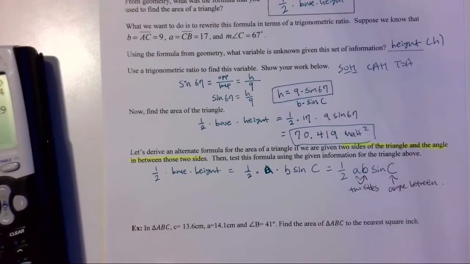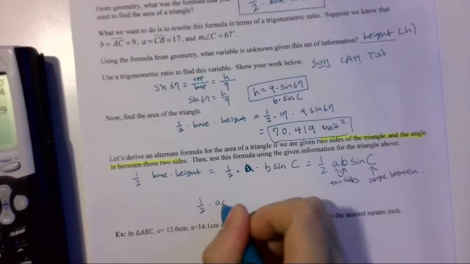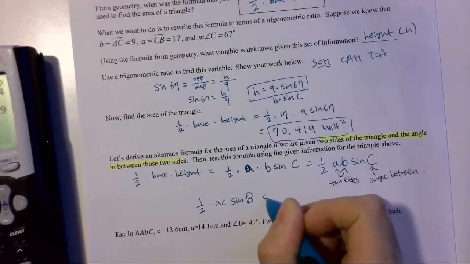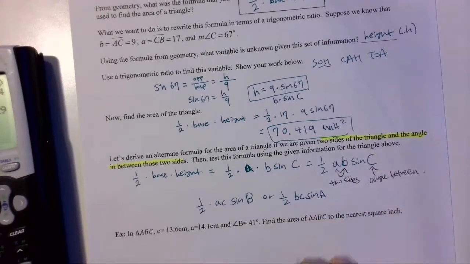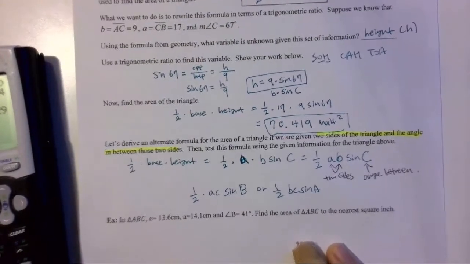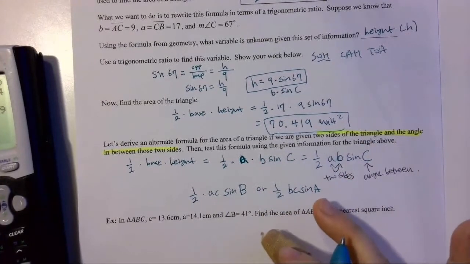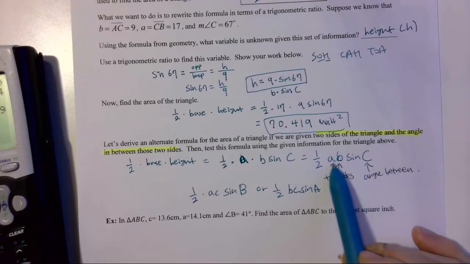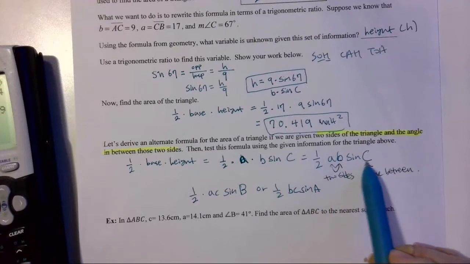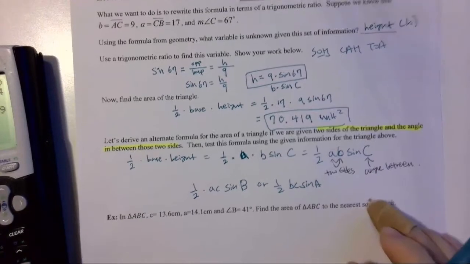Is it always going to work with A and B and angle C? It also works for half times AC sine of B or half times BC sine of A. It all works. You just have to use the correct one depending on the problem. But I'm not really a big fan of you memorizing the formula. I want you to just know it as half times 2 lengths and sine of the angle between those 2 sides. That's how I would like you to memorize it.